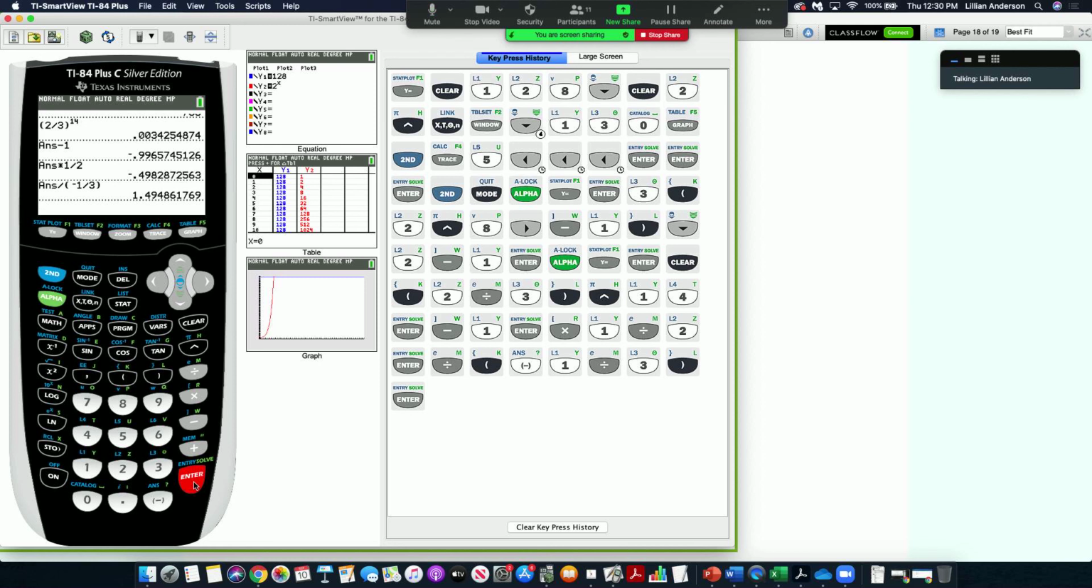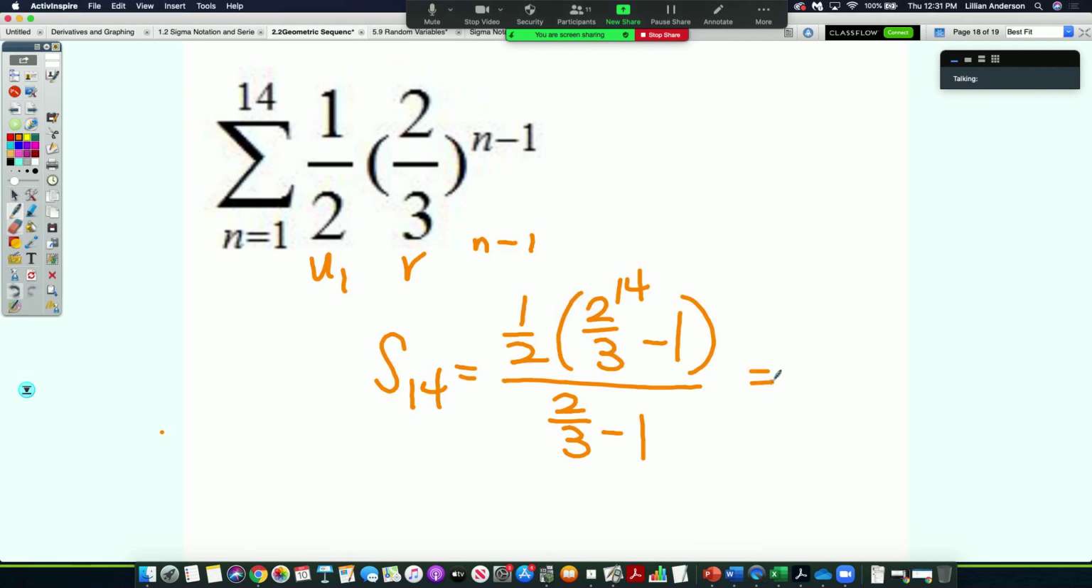1.49. Not multiple nines, but just 1.49. And that is my sum. Unfortunately, we can't convert that back to a fraction, so we'll have to leave it as the rounded 3 significant figure number. Because it doesn't have a pattern either, that means it's not going to end, and it's not a repeating decimal.